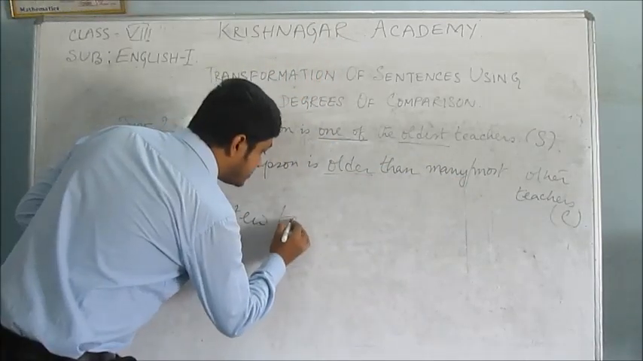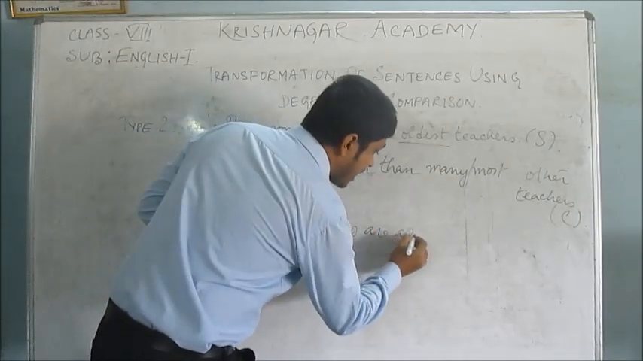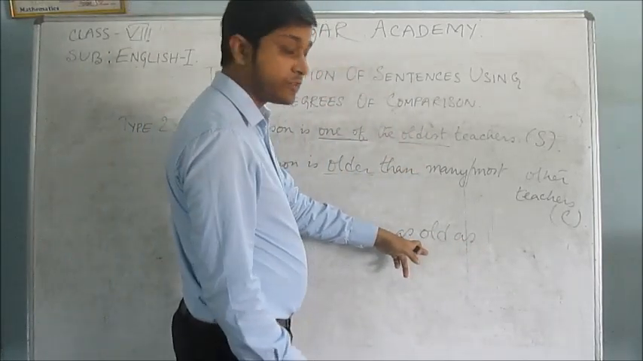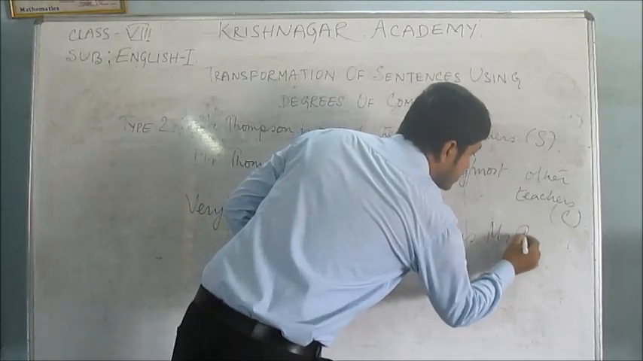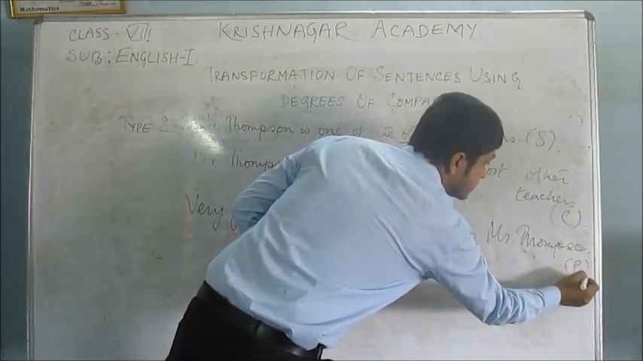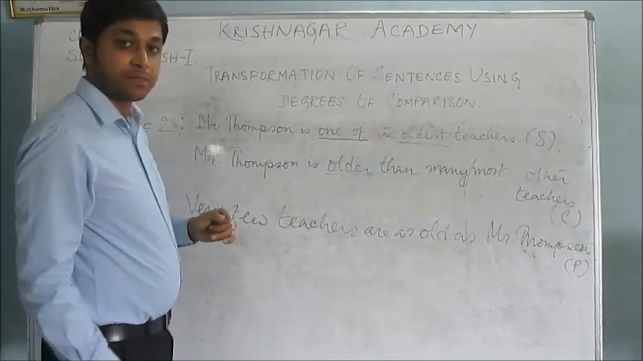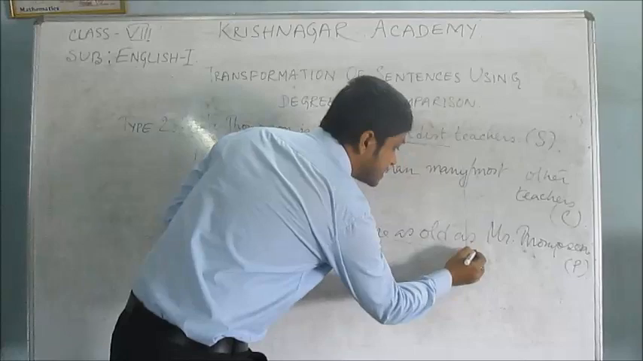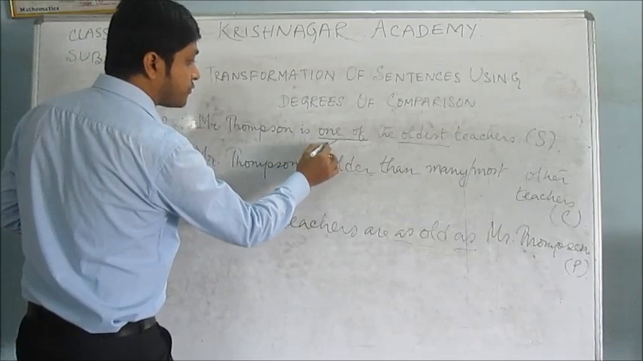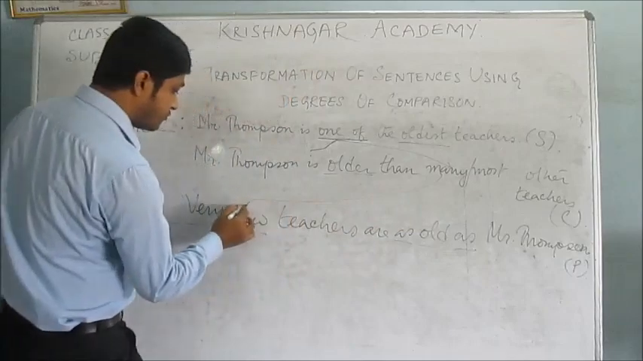Very few teachers are as old as Mr. Thompson. We have brought it to positive degree. This is positive degree. Old is in positive degree. As old as brings the sense, and very few brings the sense of one of. In comparative degree, many other, and in positive, very few.